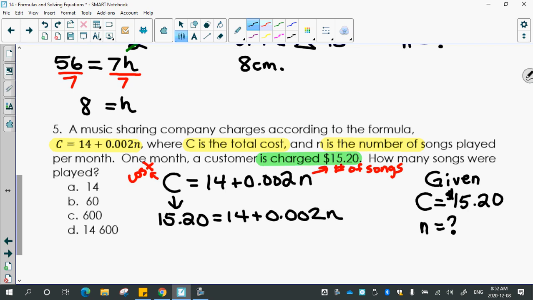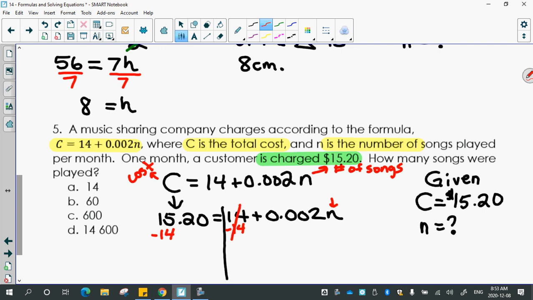And then I need to use solving equations to get n by itself, the number of songs. Okay, so I want to look at the two sides of my equation now. And see, okay, here is the variable n. So this is the side that's going to help me decide what to do next. So I want to undo any adding or subtracting. So I want to undo this 14 by subtracting 14 on both sides.